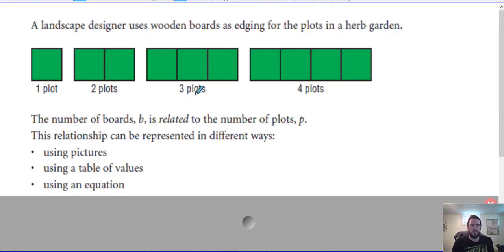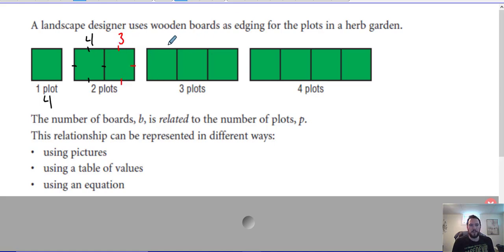So we have a landscaper who's using wooden boards to edge a garden. The green space here is my garden, and then the black lines around it are my wooden boards. If we're looking at the first plot, when there's only one, we see that it takes 4 boards to outline that plot. And then the second plot, which is now 2 of them, we have, again, that initial 4 boards that it took to do my first garden, right? 1, 2, 3, 4 of them. But then to that, we have another 1, 2, 3 boards, right?